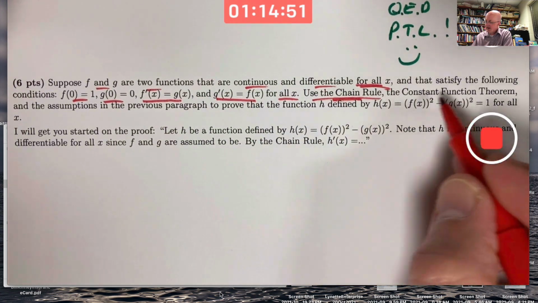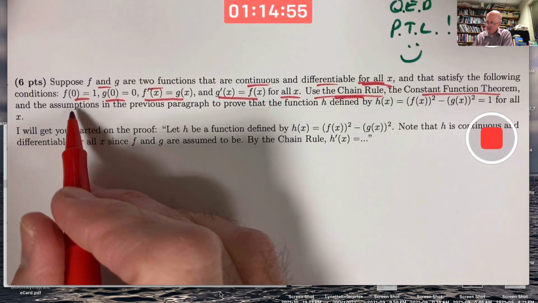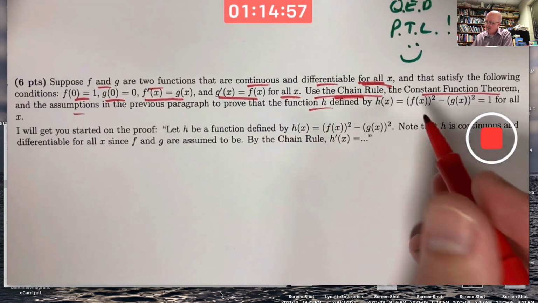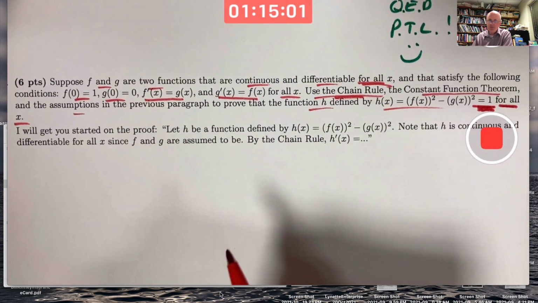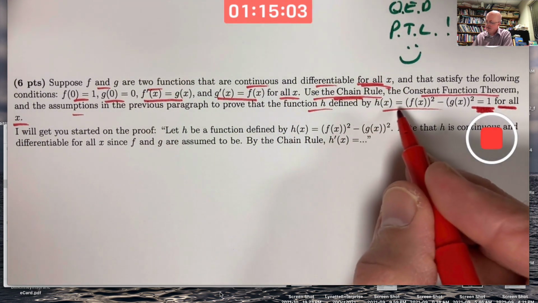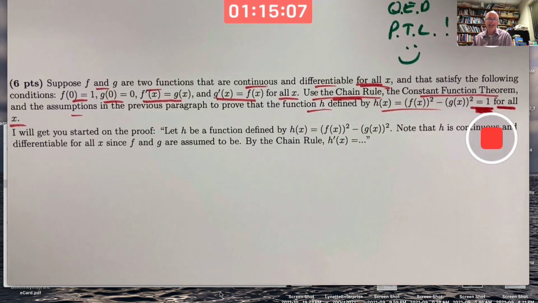Use the chain rule and the constant function theorem. What does that say? I'll get to it. And use the assumptions to prove that h, defined by this formula, equals 1 for all x. This difference, f of x squared minus g of x squared, always equals 1. It's an identity. How do you get started?